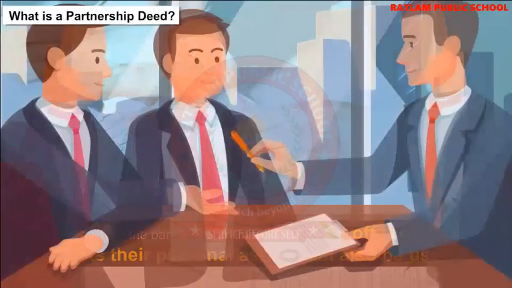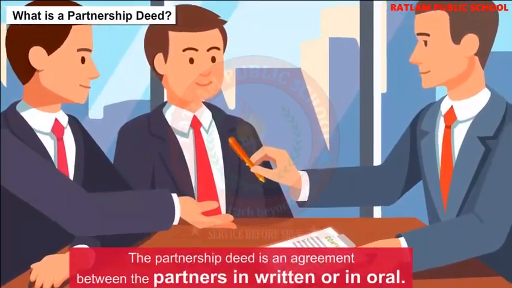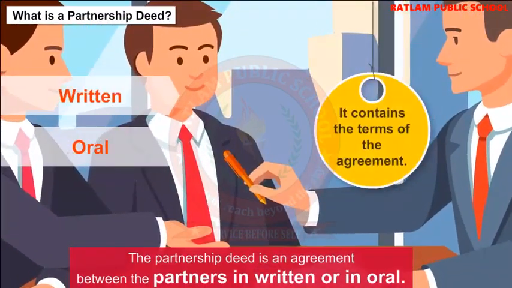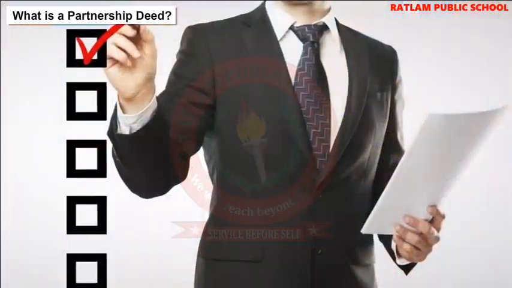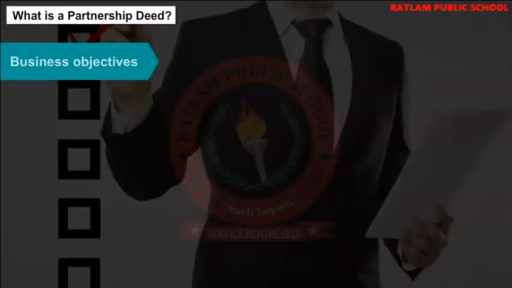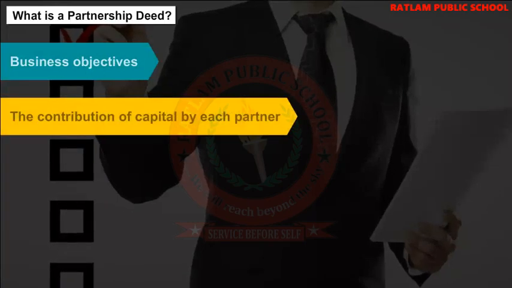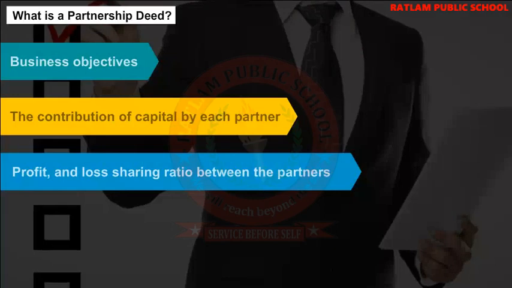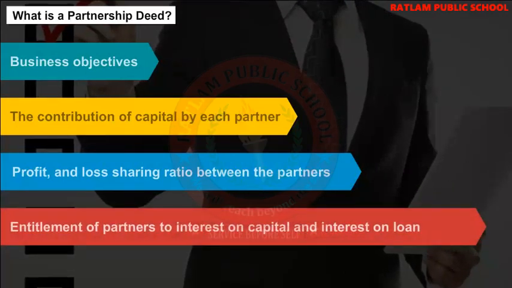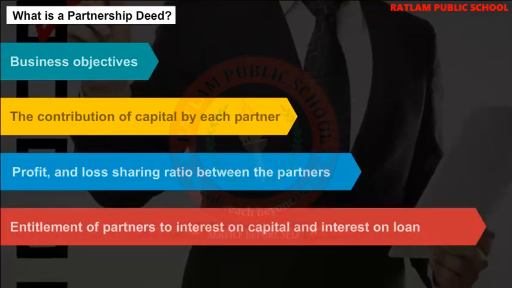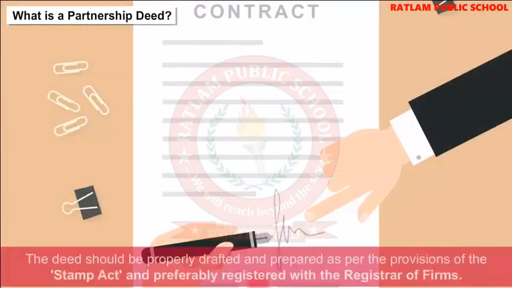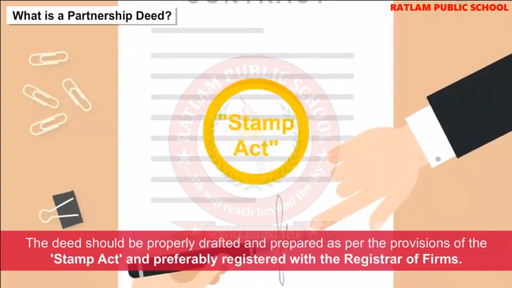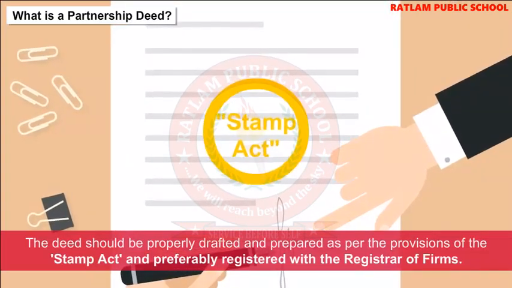What is a partnership deed? The partnership deed is an agreement between the partners, written or oral. It contains the terms of the agreement. It contains all the details about the business objectives, the contribution of capital by each partner, profit and loss sharing ratio between the partners, and entitlement of partners to interest on capital and interest on loan. The deed should be properly drafted and prepared as per the provisions of the Stamp Act, and preferably registered with the Registrar of Firms.